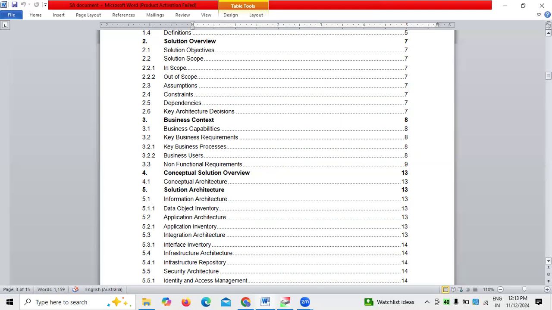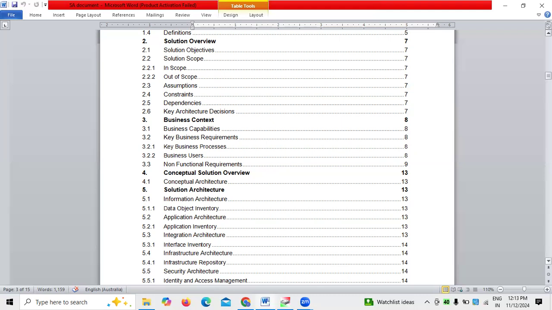Next, conceptual solution overview means, when you are developing a solution architecture, what kind of business concept was taken by us to develop it. That's where the conceptual overview comes into account.